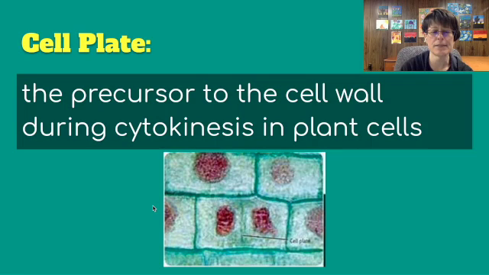This process is different in plant cells. In plant cells, something called the cell plate forms. This is the precursor to the cell wall during cytokinesis in plant cells. And the cell plate actually forms in the middle and goes outward. So, quite a different process from plants and animals, where the plants have a cell plate that forms in the middle and grows outward. And in animal cells and in human cells, the cell membrane pinches closed from the outside.